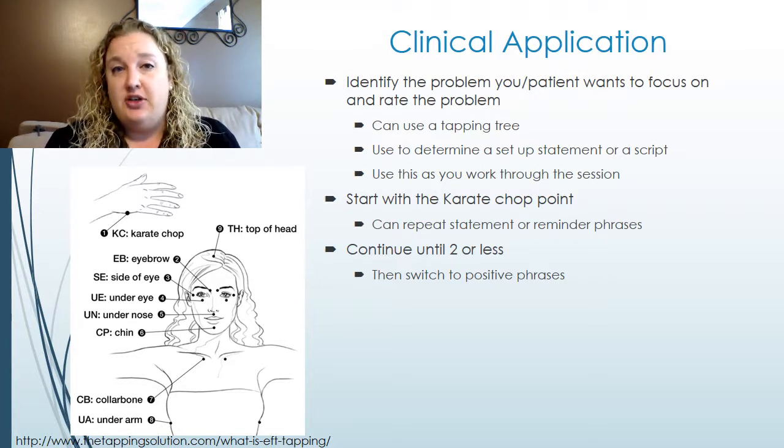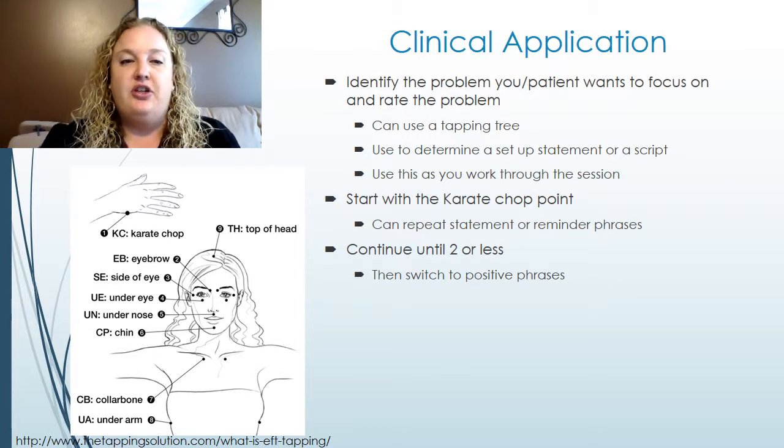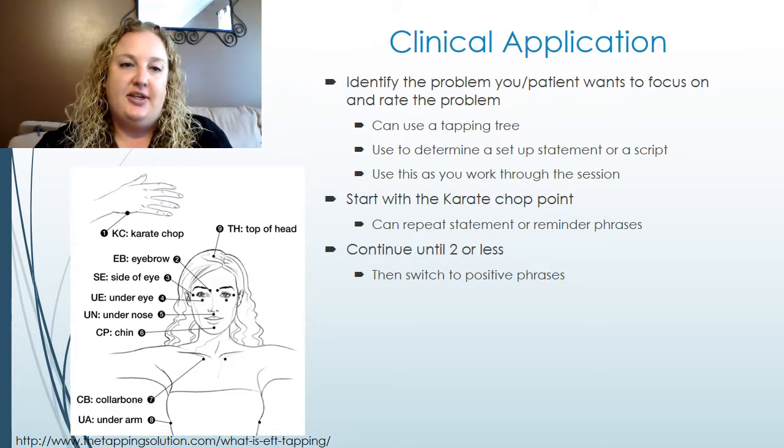You can use the tapping tree like we just discussed for guidance. You want to consider the problem or situation and how you feel about it right now. So you're going to rate the intensity level of your anxiety from 0 to 10 before you start the treatment. Then you're going to compose your setup statement. Your setup statement should acknowledge the problem you want to deal with, and then follow it with an unconditional affirmation of yourself. For example, even though I feel this anxiety, I deeply and completely accept myself.